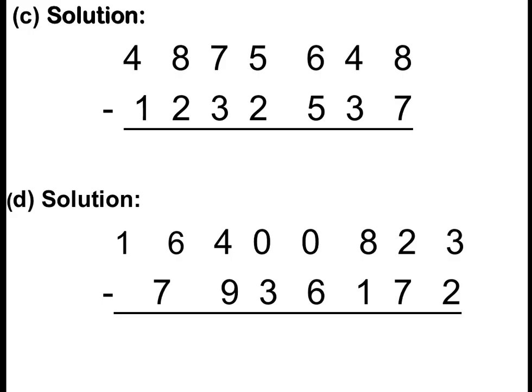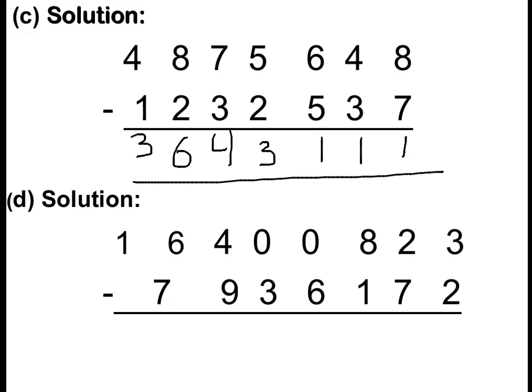Understand? Now part C. The value of part C is 4,875,648 minus 1,232,573. Now student, we will subtract. 8 minus 7 is equal 1. 4 minus 3 is equal 1. 6 minus 5 is equal 1. 5 minus 2 is equal, yes student, 3. 7 minus 3 is equal 4. 8 minus 2 is equal 6. 4 minus 1 is equal 3.